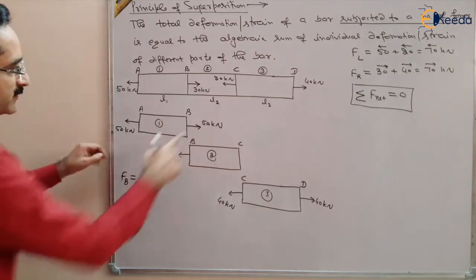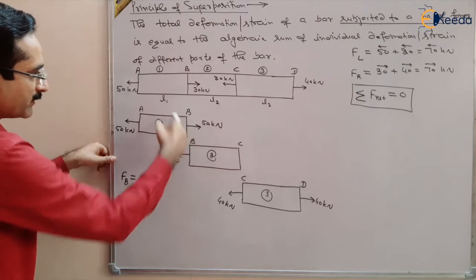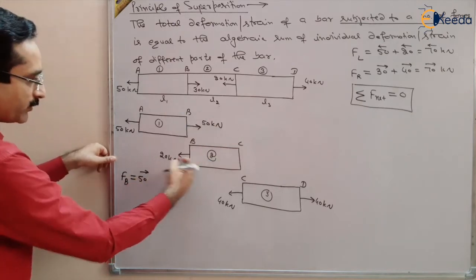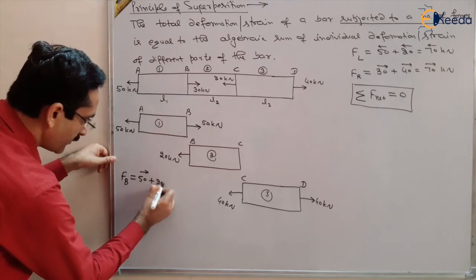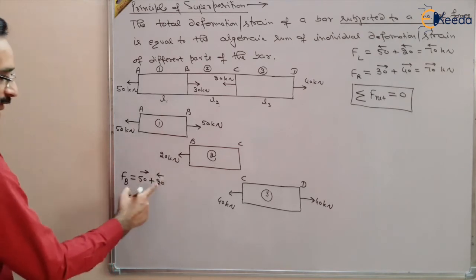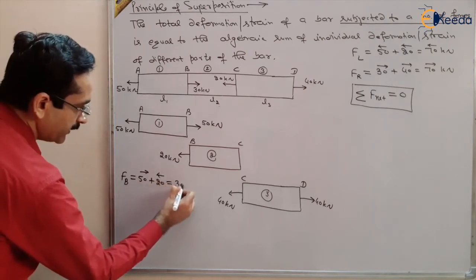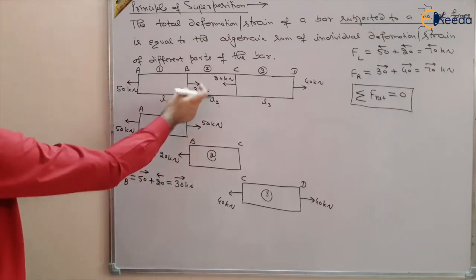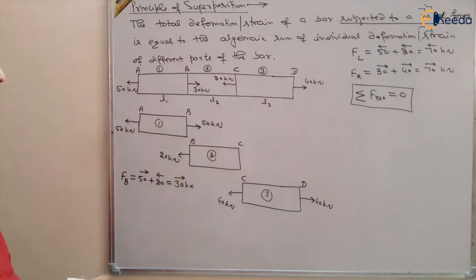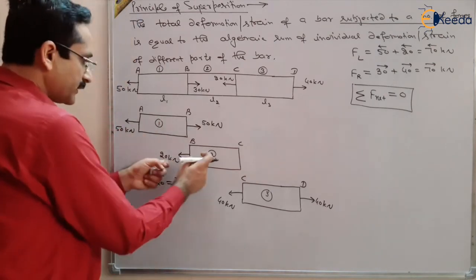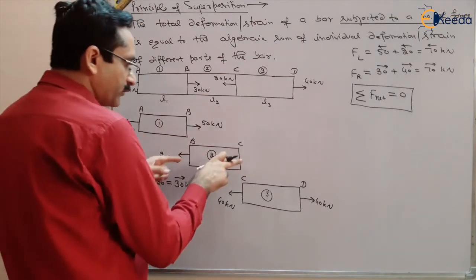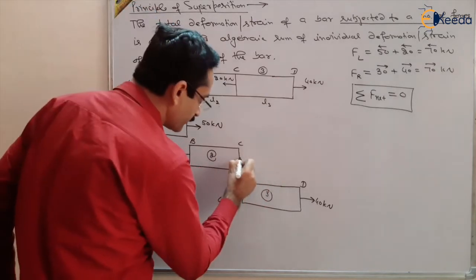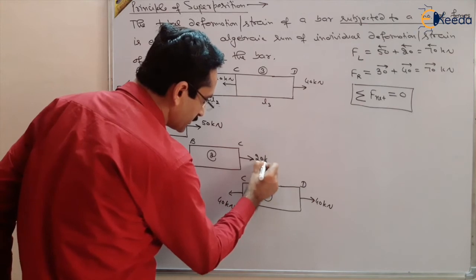FB is 50 kN in AB, 50 kN rightward and 20 kN leftward. So 50 minus 20 should be equal to 30 kN rightward. And which is the case? 30 kN. So it is okay. Now 20 kN is leftward, so there must be a 20 kN rightward force so that the body may be in static equilibrium. So a 20 kN rightward force should be there.